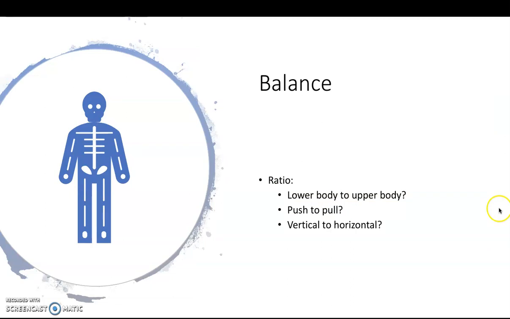Balance. We talked about lower and upper body pushes and pulls the last few weeks. Are we balancing? Are we going to have a good ratio of lower body to upper body? Are you breaking it down into 3 total body days? Are you going to do 4 days, 2 lower body, 2 upper body? And then within that, do you have an equal number of pushes to pulls? Are you incorporating the whole body throughout the session, as well as it being vertical and horizontal too?